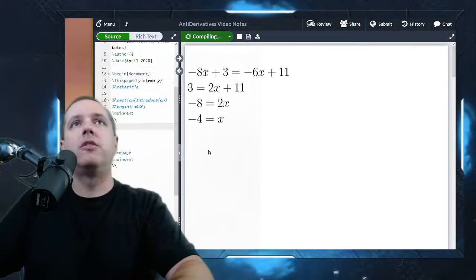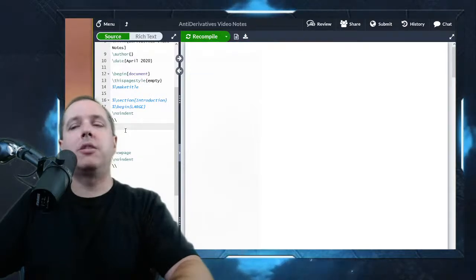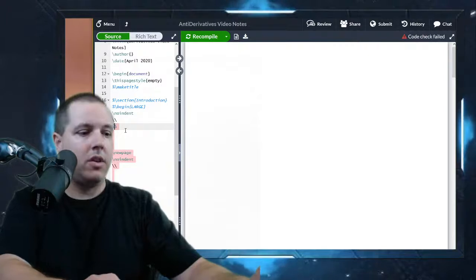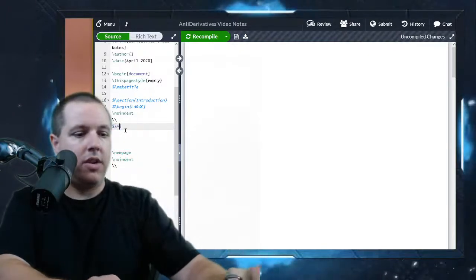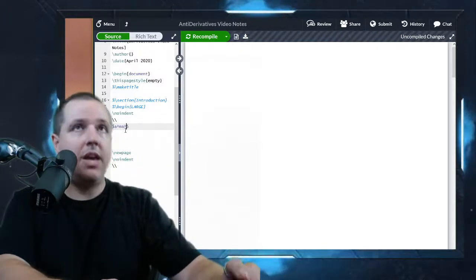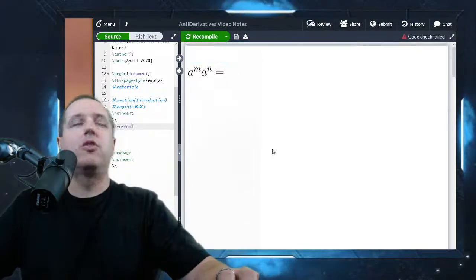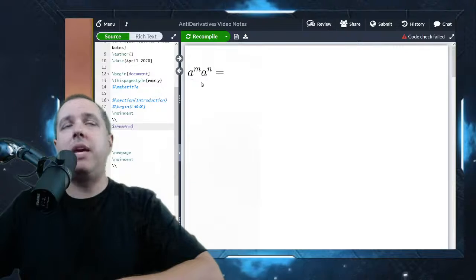Okay, so first exponent rule. Let's say I've got a to the m times a to the n. What does that equal? So notice I've got the same base. The base is a.